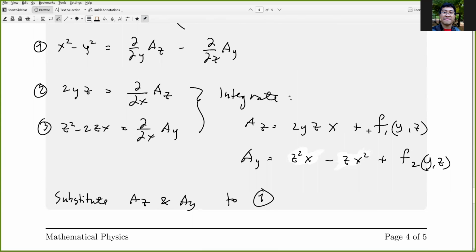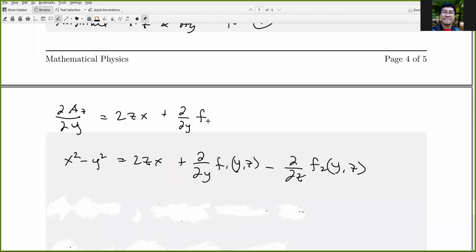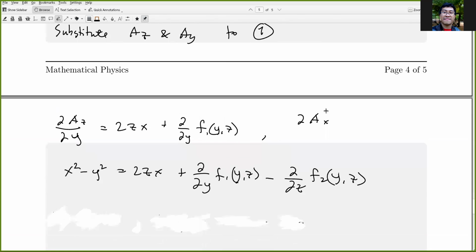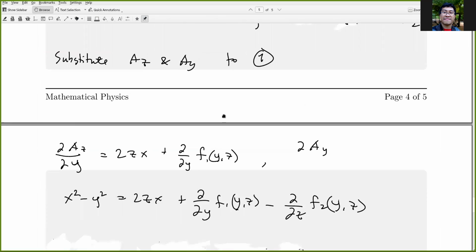Okay, plus partial derivative of F1 with respect to Y. On the other hand, we want to know, okay, this is a comma, partial of AY with respect to Z.